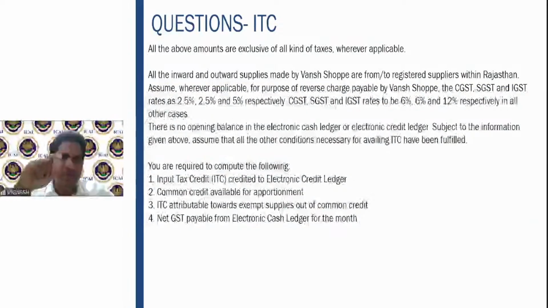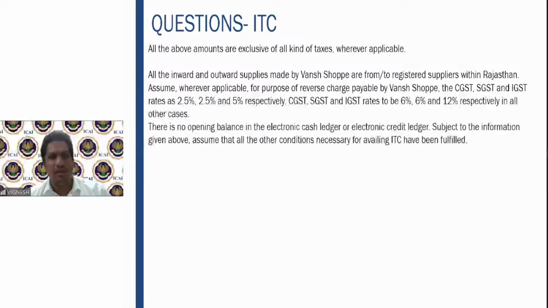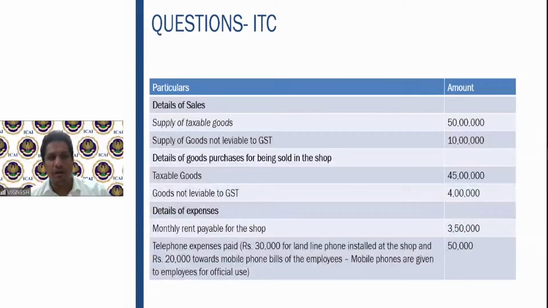First work out the ITC where you take into account everything, then work out the common credit, then what is attributable to exempt supply, and then work out the net GST payable. Please try to work out this problem.